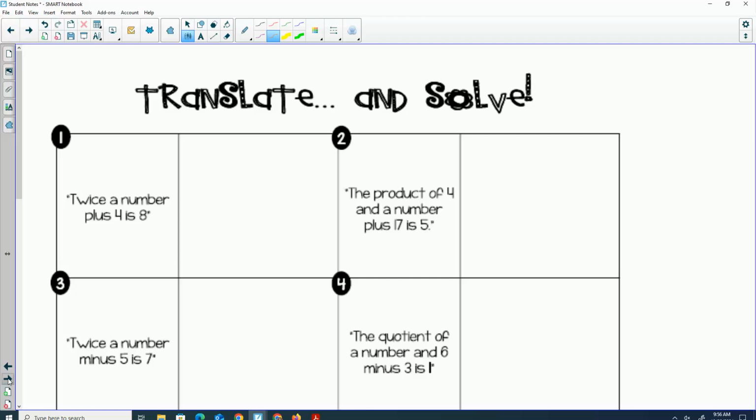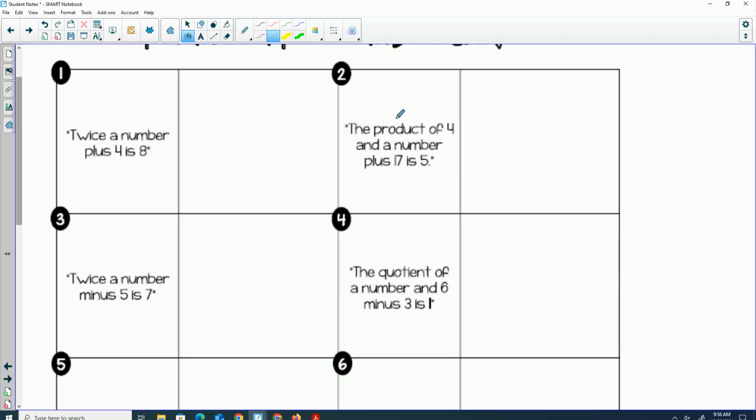All right, so we have to first translate it, write our symbols. So when it tells me the product means 4 and a number. So I'm multiplying 4 and a number. So 4x plus 17 is means equals 5. There's my equation. Now I want to solve that.